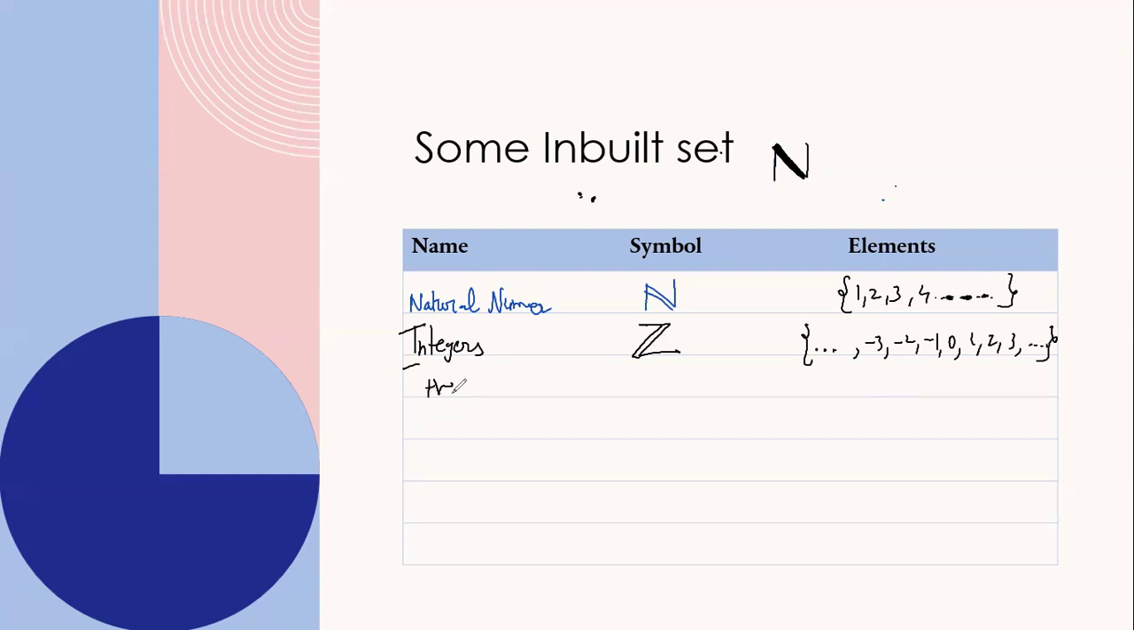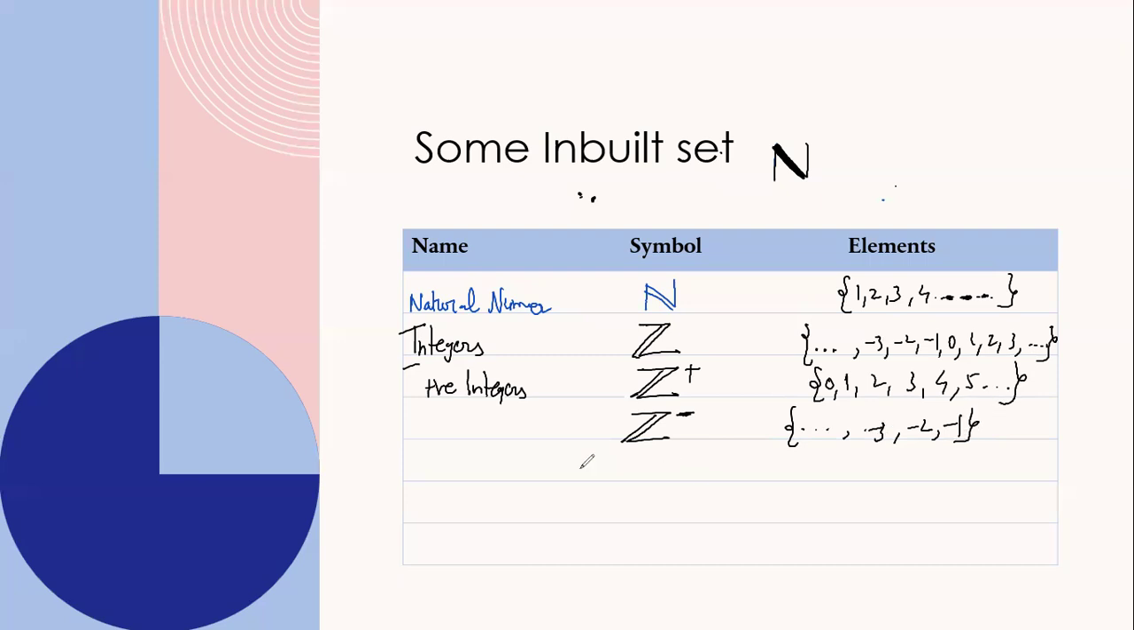Next, positive integers, Z positive, and negative integers, Z negative. Positive integers start from 1, 2, 3, 4, 5. You also have to include 0, or it is going to be infinite. Negative integers start from infinity and go till negative 3, negative 2, negative 1, like this.